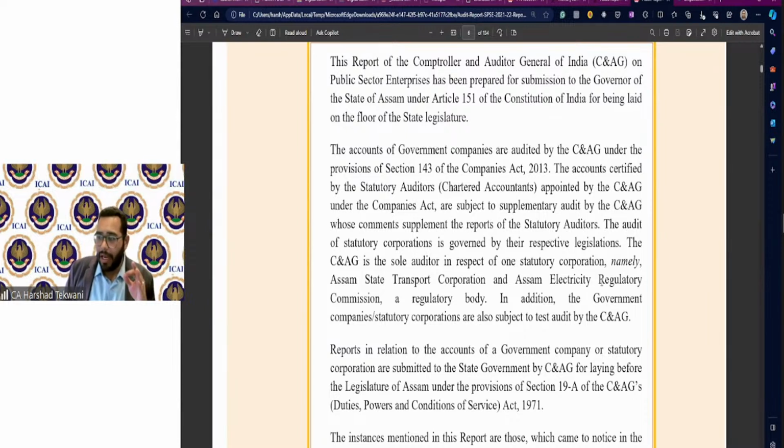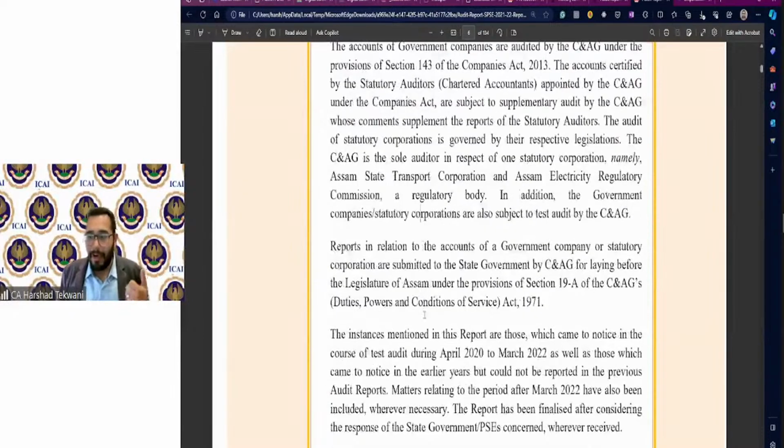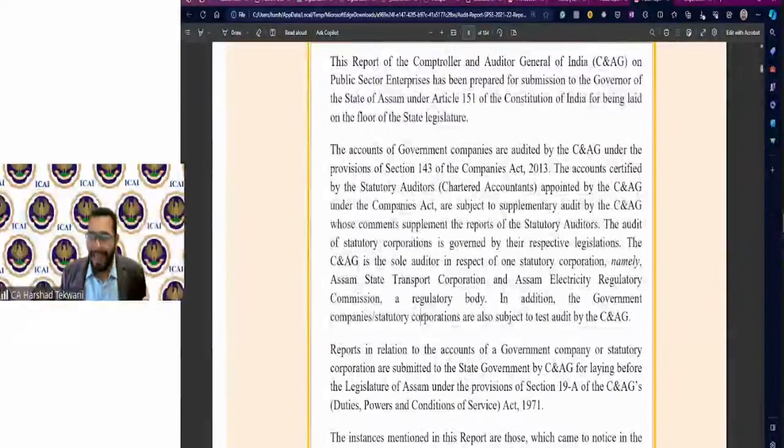Now understand, these statutory corporations are, for example, Assam State Transport Corporation, Assam Electricity Regulatory Commission, a regulatory body, and others are there also. So again, a chartered accountant is appointed as an auditor for those public sector undertakings or public sector enterprises that we are discussing over here. Then these reports were submitted to the CAG. CAG, based on their reports, prepared one combined report. Then it was submitted to the state governor to be placed in the legislative assembly or state legislature.